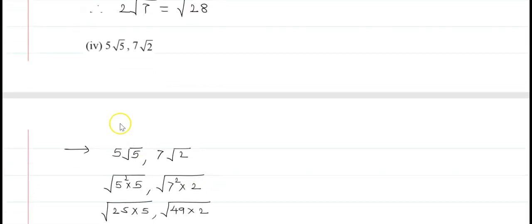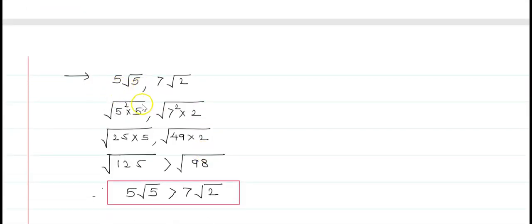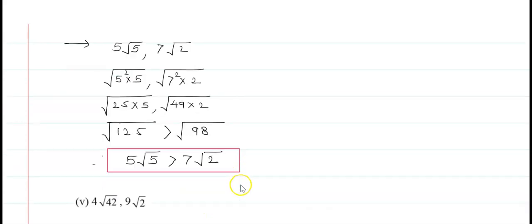Now next is 5 root 5 and 7 root 2. Again this 5 can be written as root of 5 square into 5, and 7 root 2 can be written as 7 raised to 2 into 2. Here is 25 into 5, and 7 raised to 2 means 49 into 2. Here is 125 and here is 98. 125 is greater than root of 98. But 125 is for 5 root 5. Therefore 5 root 5 is greater than 7 root 2.